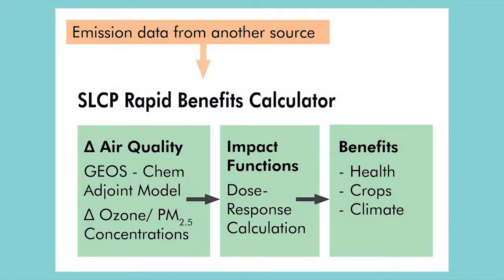So the SLCP benefits assessment tool is basically an Excel spreadsheet that's been set up to accept input emissions data from whatever source. In this case, we're going to input the data that we produce from the LEAP part of the toolkit in order to assess impacts on, in this case, health, but we can also assess impacts on crops and also climate forcing using this tool.